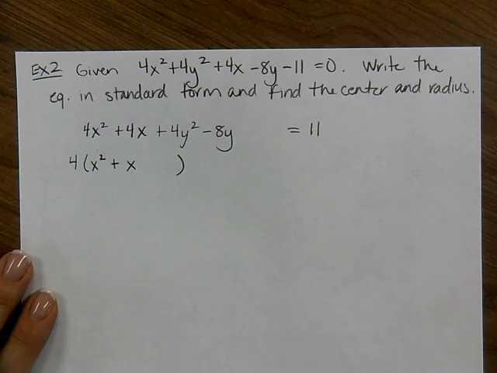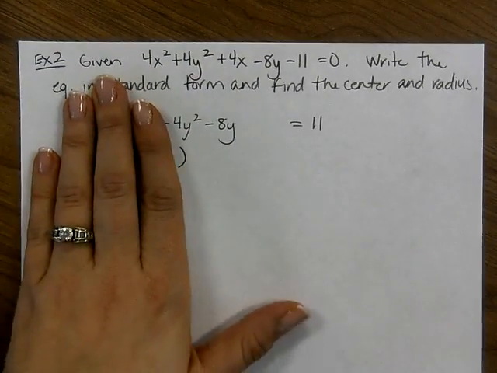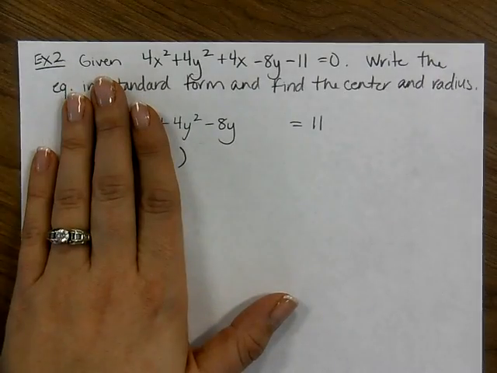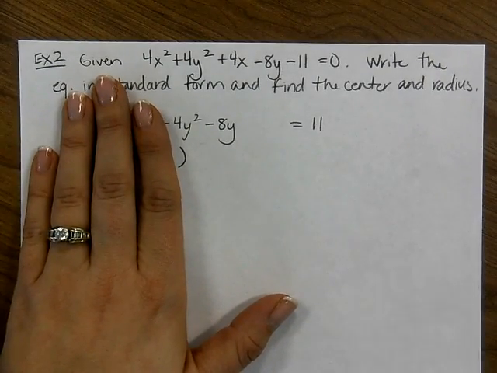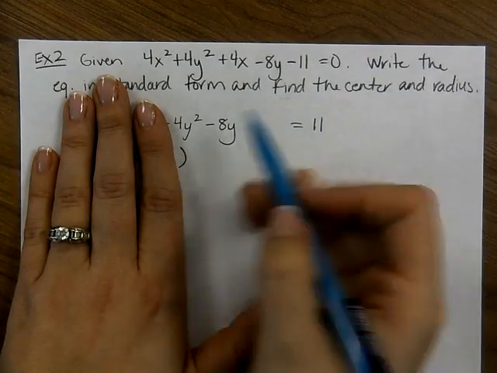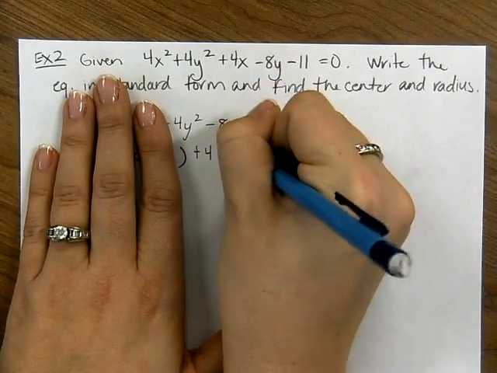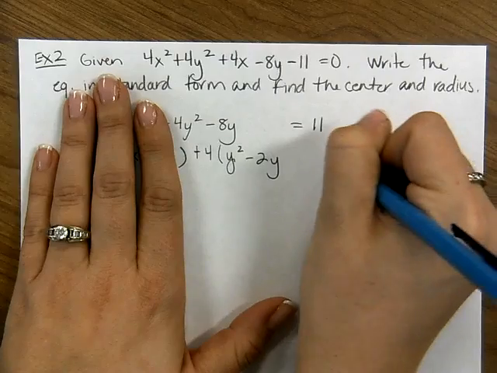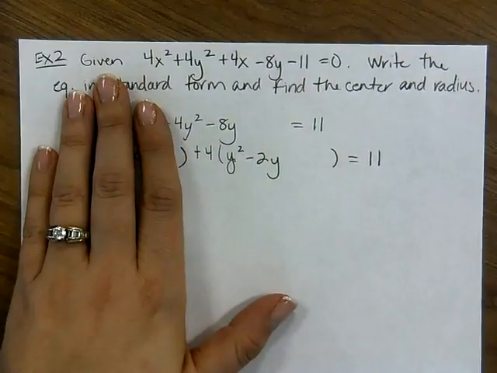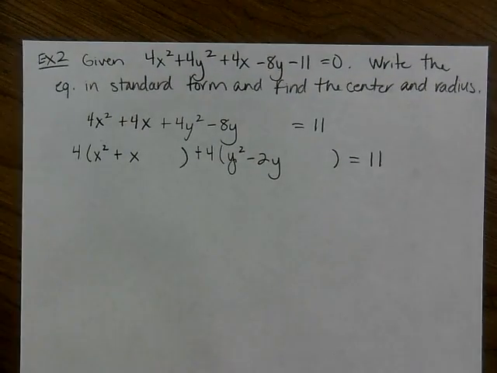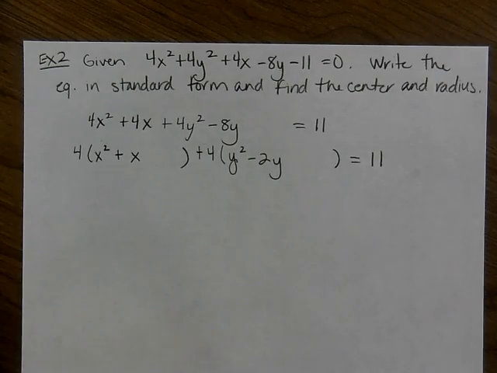Okay. Now we're going to ignore all of the x's, and we're only going to look at the y's. If I want to complete the square on this piece, what do I have to do? Factor out a 4 again, right? Because I want a coefficient of 1. So I'm going to factor out this 4, leaving me with y squared minus 2y. I'm going to leave a space, equals 11. I'm completing the square twice simultaneously, okay?